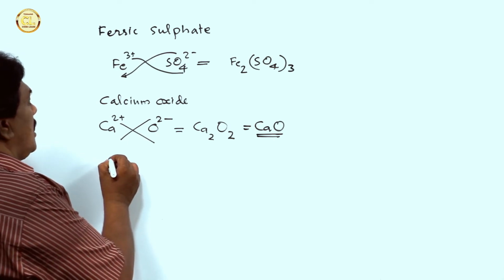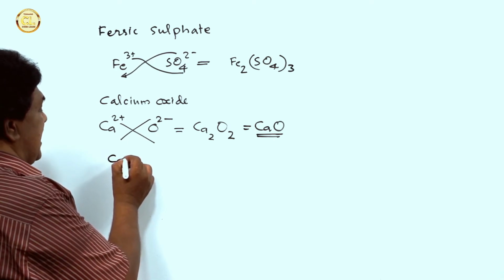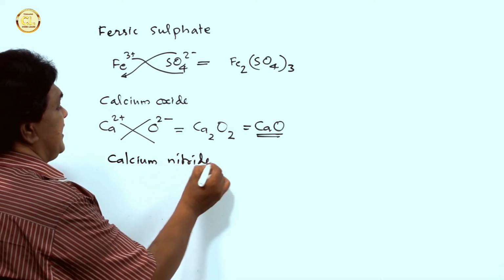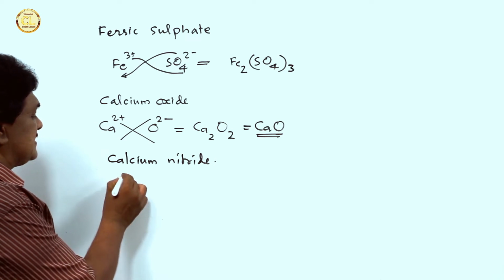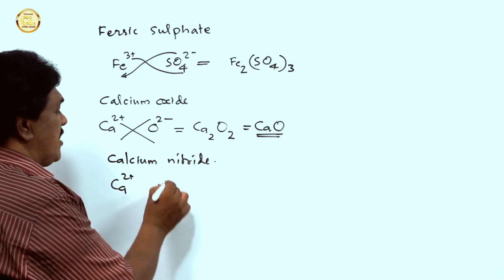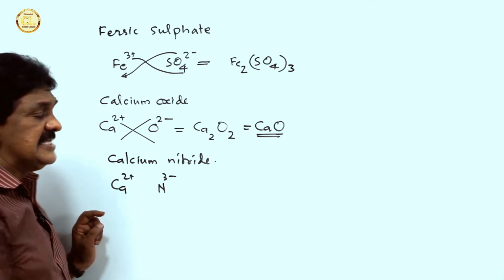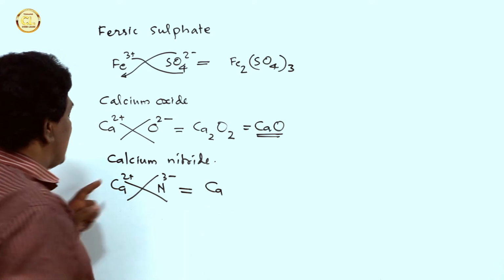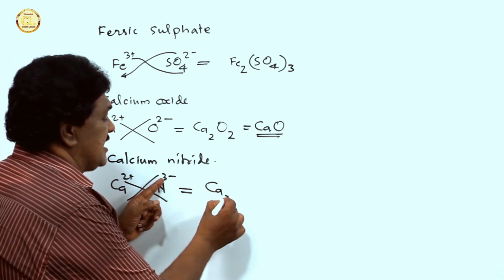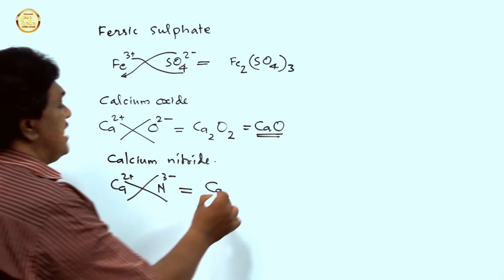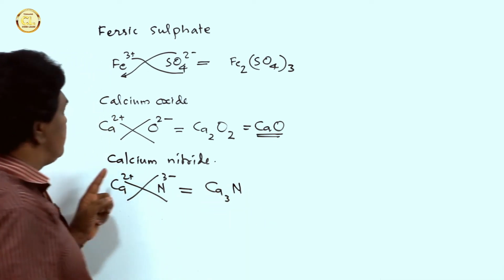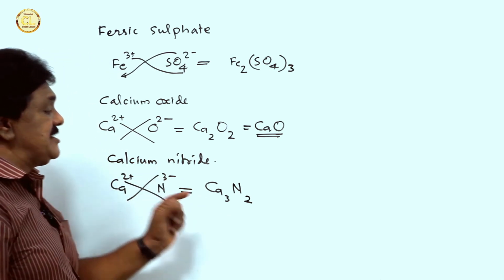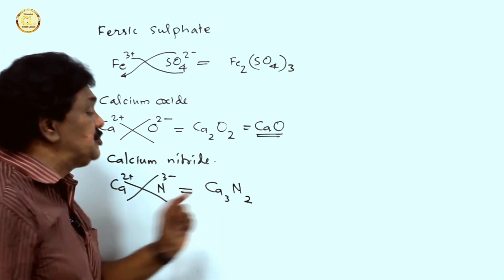Now, calcium nitride. See, calcium is Ca2+, nitride ion is N3-. Crossing their valencies like this, we get Ca. The subscript of Ca becomes 3, the charge of nitrogen, and the subscript of nitrogen becomes the charge of calcium, that is 2. So the formula of calcium nitride is Ca3N2.